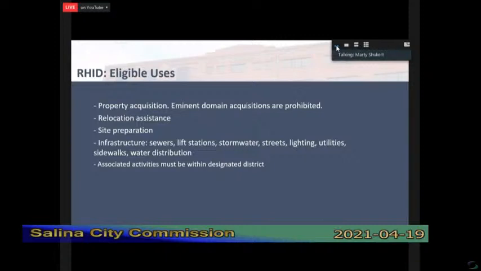You cannot use it to build new houses. So it's an indirect subsidy. So you can't say, well, I'm going to use an RHID and put this money into new construction. You can't do that physically for the stuff that's coming out of the ground, but it's pretty much good for everything else. And the associated activities have to be within the designated district. So in other words, you can't say, well, we're going to form an RHID district on Schilling Road, and we're going to put the proceeds of that district into North Salina, as an example. It has to be within the boundaries of that designated district.